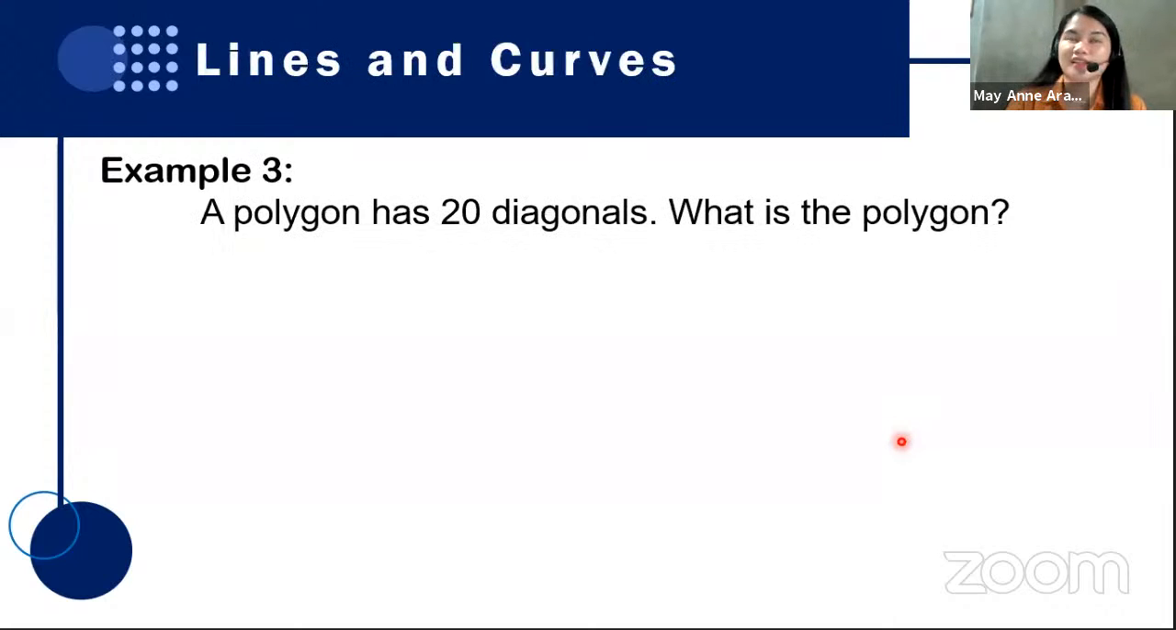A polygon has 20 diagonals. What is the polygon? So here we need to determine the polygon. We need to determine the number of sides.